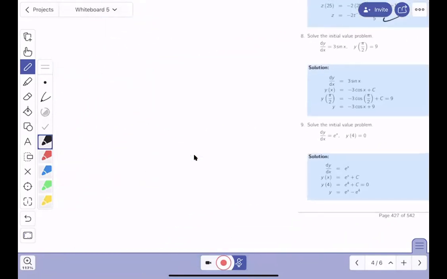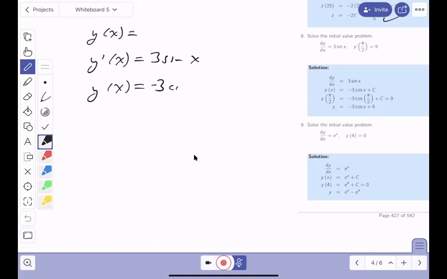This number 8, and I'll look at it. They give me dy dx, and I'm going to say y is a function of x. I don't know what it is, but I do know that y prime is equal to 3 sine x. Now, what I'm going to do is take its antiderivative, and y of x would equal 3. Well, what differentiated sine would be minus cosine? So I'll put this over here as minus 3 cosine of x plus c.